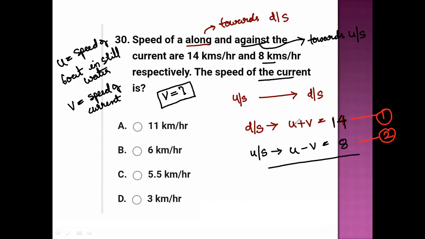How to solve? Just add both. If you add, what will happen? V and V will get cancelled. U plus U will become 2U. So 14 plus 8 will become 22. So how much will you get? U is equal to 22 by 2, which is equal to 11.